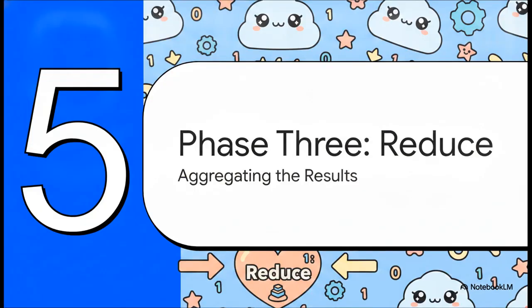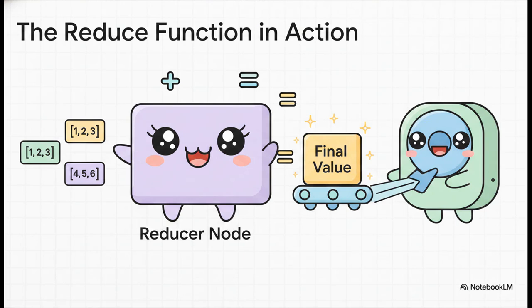Section 5, Phase 3, the reduce function, aggregating the results. Here is where we finally get the payoff. The reducer node accepts that massive grouped key value array and executes a mathematical aggregation operation across it. This could be computing a sum, finding an average, or running a count. With perfect rhythmic clarity, the reducer mathematically condenses that huge array into a single final value for that specific key, and then securely writes that final filtered output right back to the disk.